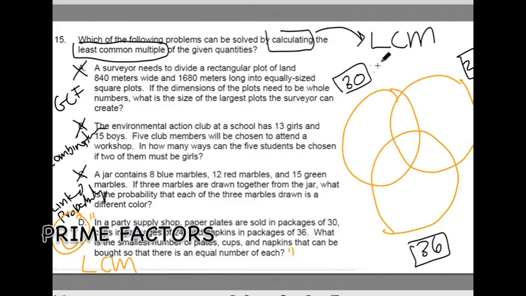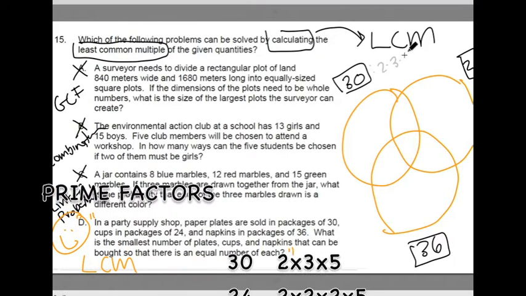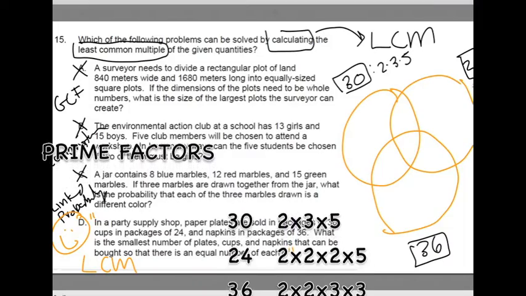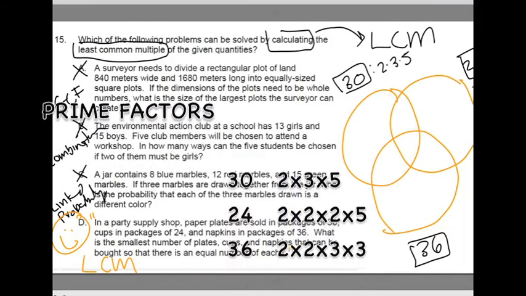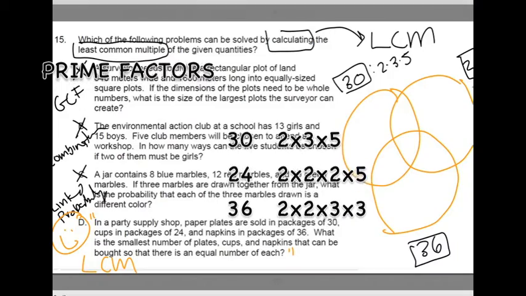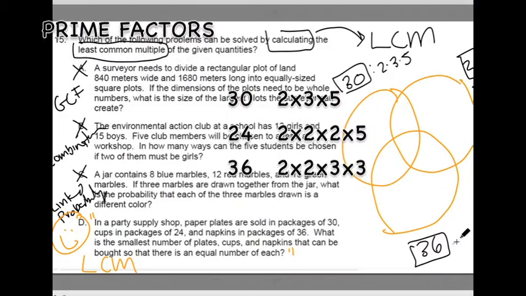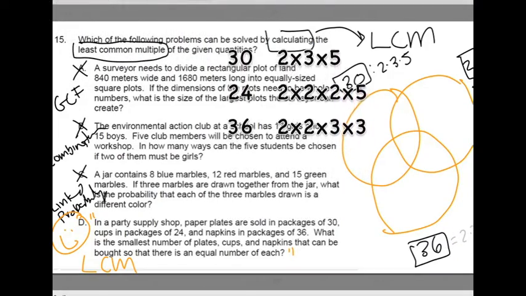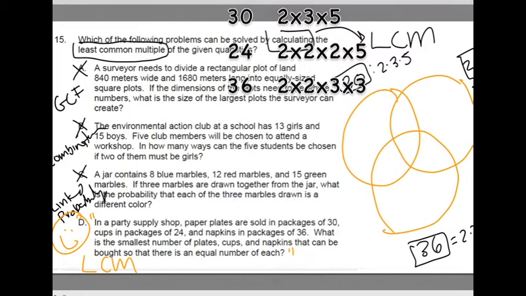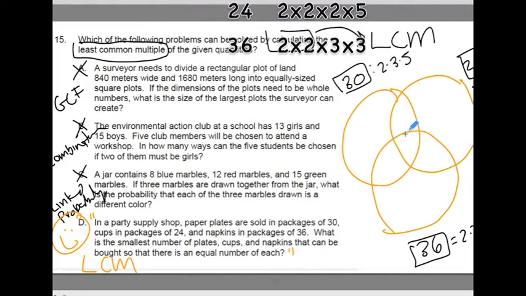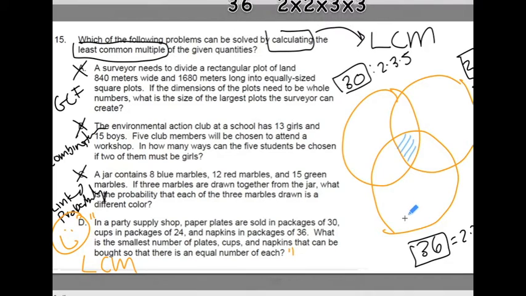So 30 is made up of 2 times 3 times 5. And 24 is made up of 2 times 2 times 2 times 3. And 36 is made up of 2 times 2 times 3 times 3. The second step is to identify what prime factors are shared between all three numbers. Now, they all happen to have a 2 and a 3. So what we're going to do is cross out the 2 and 3 from our list of prime factors, and we're going to put it in here so we don't confuse anything.